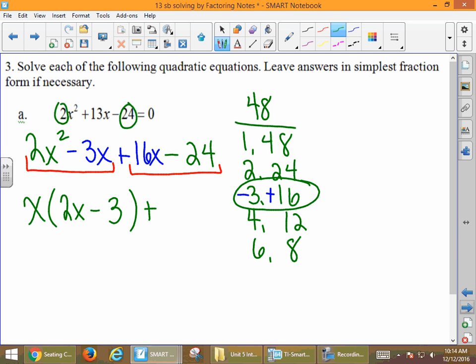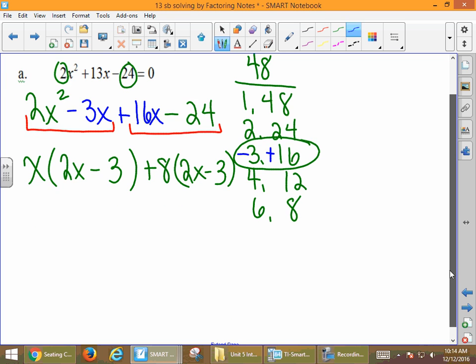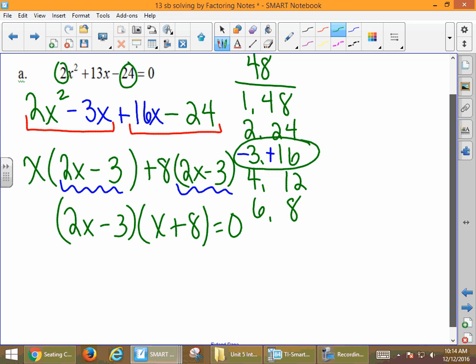Over here in our second group, the biggest number that goes into both 16 and 24 is 8. And we get 2x. 16x divided by 8 is 2x. 24 divided by 8 is 3. And sure enough, we have the same factors in each group. We have a 2x minus 3. So we're going to write that value down once. And then we have an x plus 8.